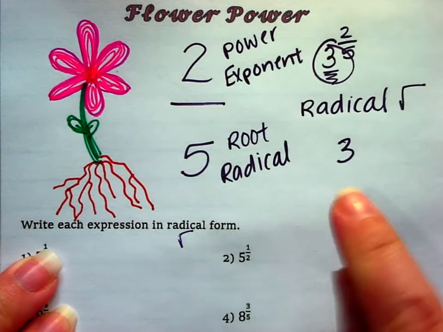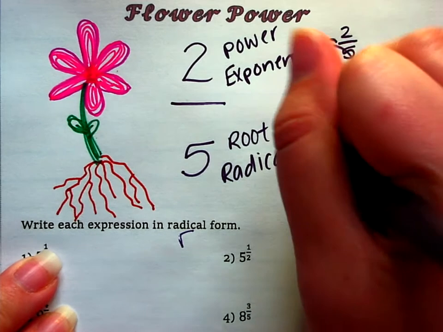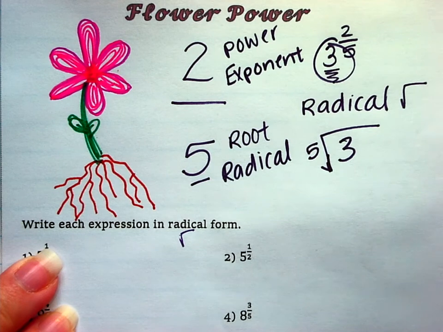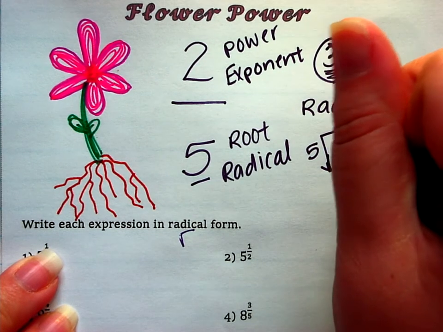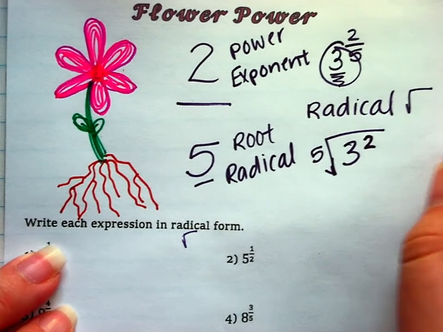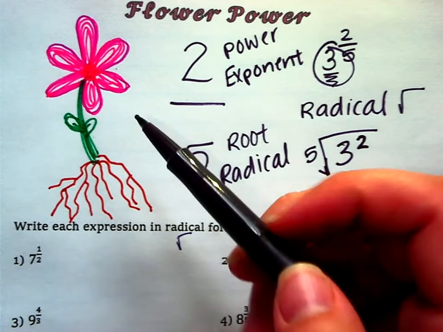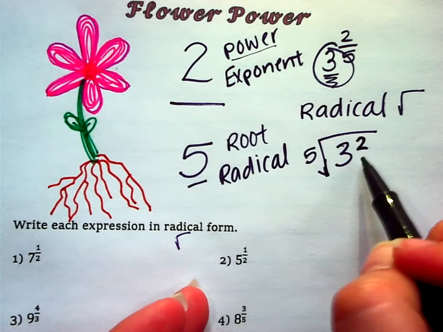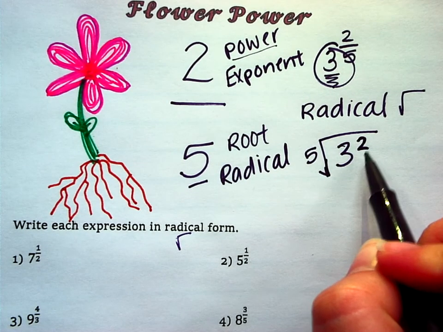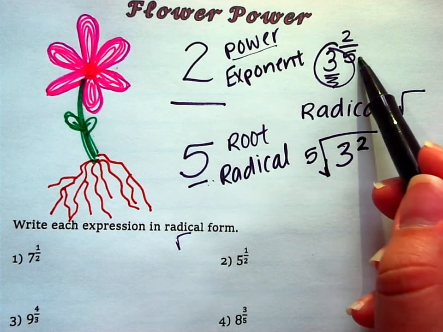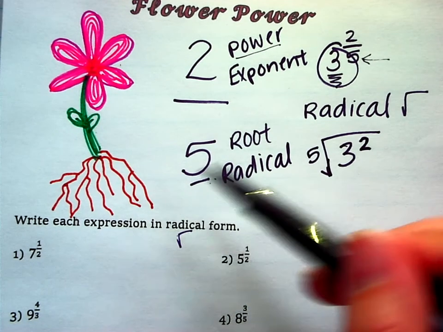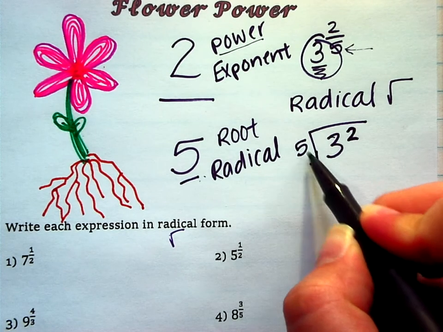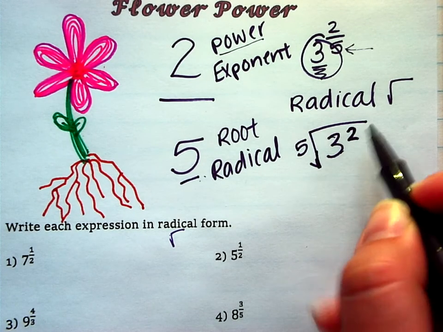So we're going to take the 3. The radical is 5, and the power is 2. I know that's kind of silly, but the 2 is up top. That makes it the flower power. That is the power, the exponent. The 5 is down at the bottom of the fraction, so that is by the roots. It is the radical. So we're going to put that 5 right here with the radical and the 2 as the exponent.